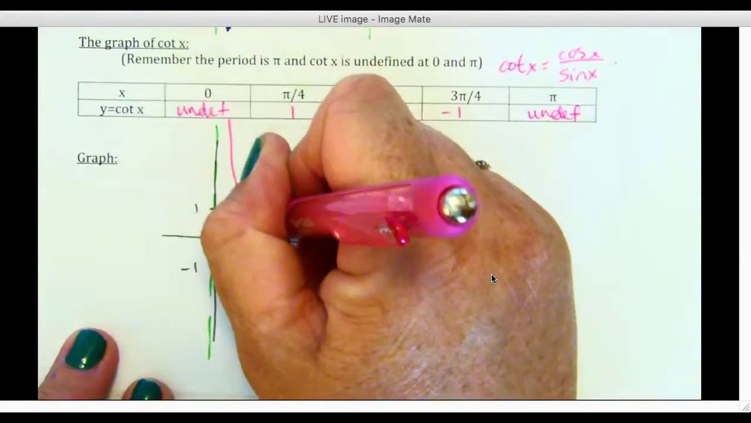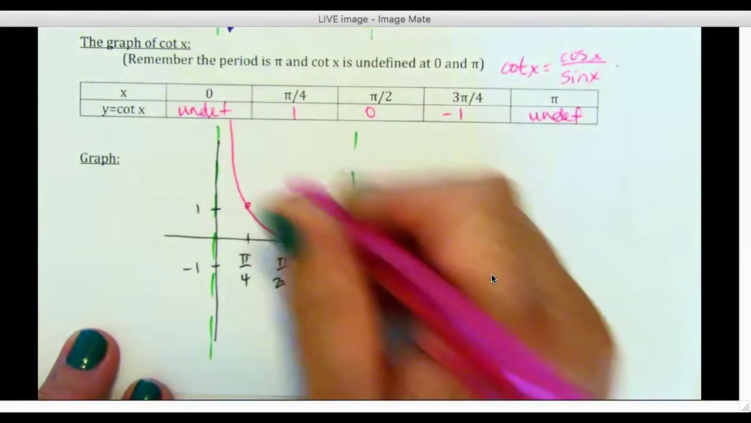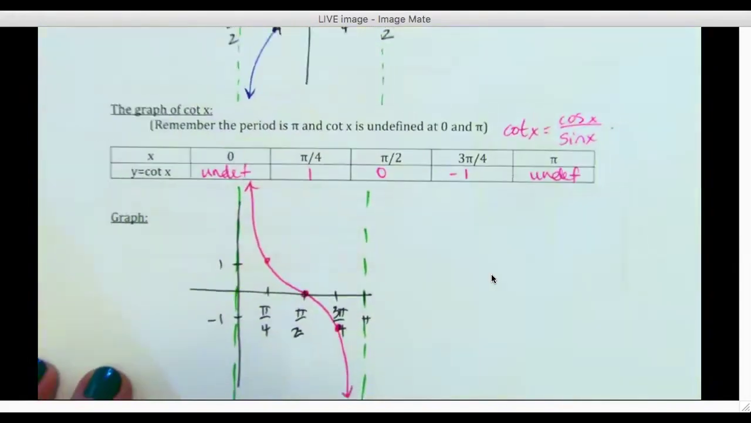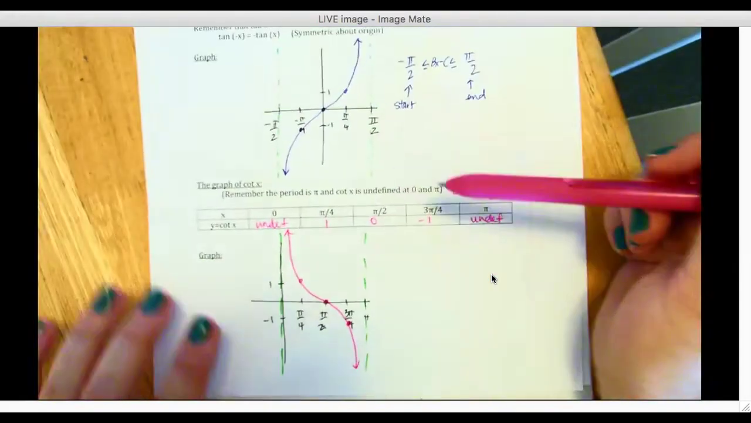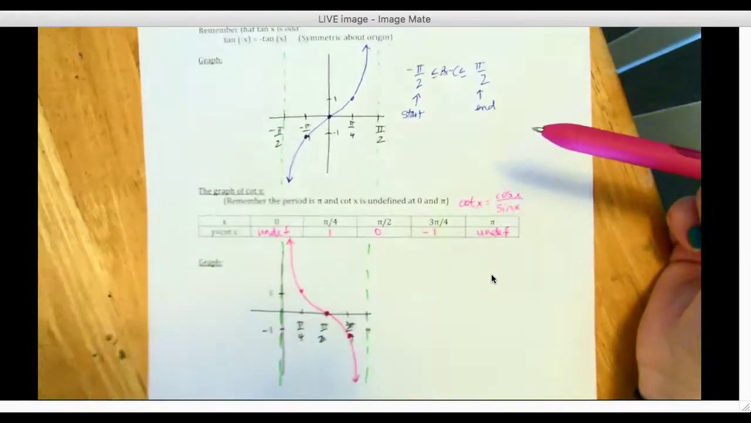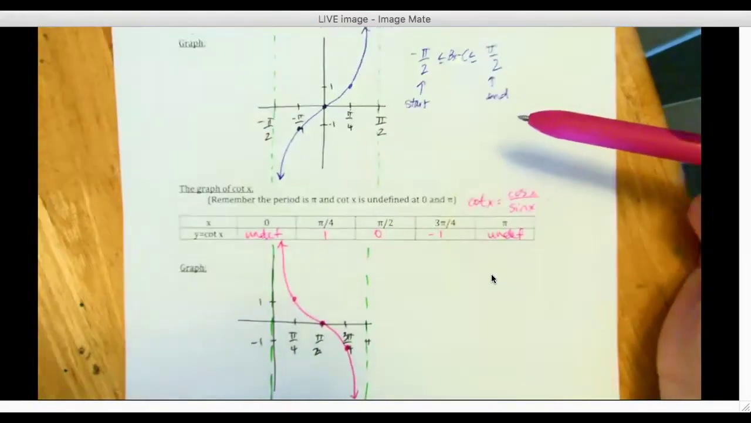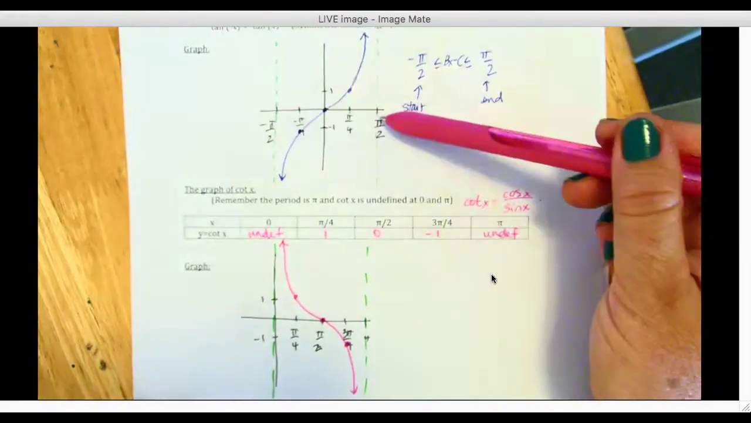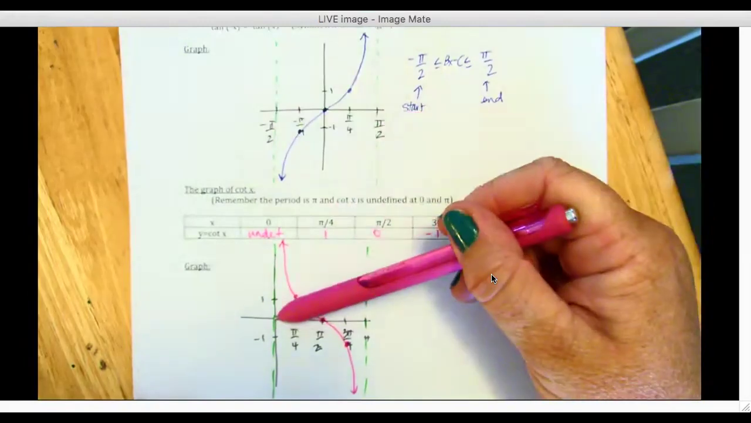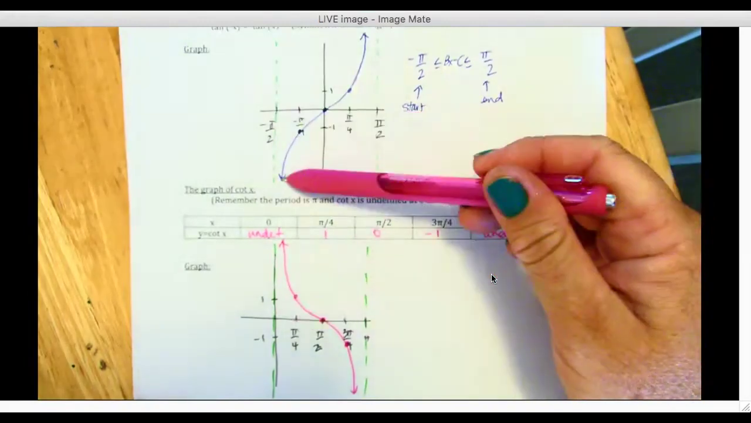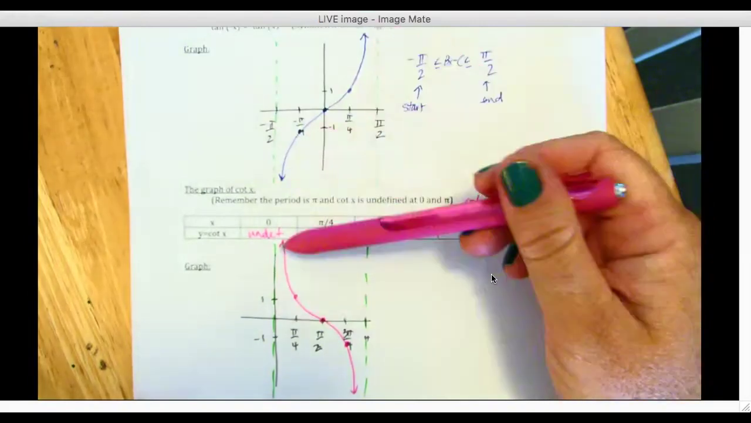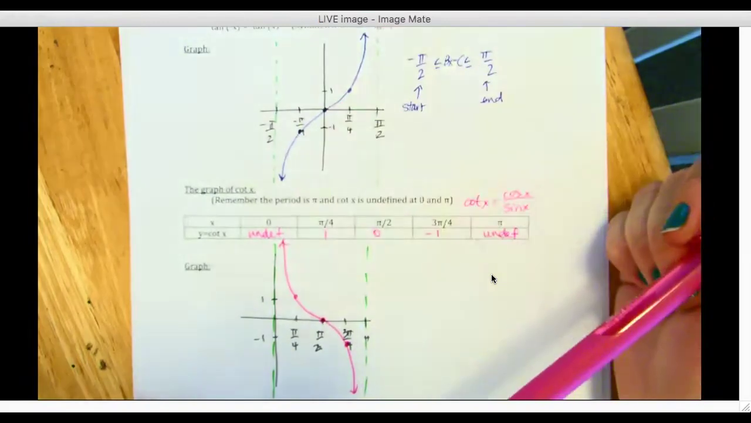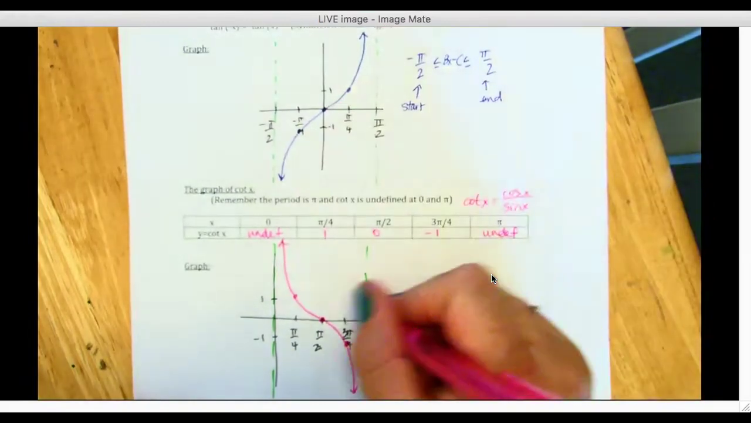So same shape graph, just like sine and cosine were the same shape, but it looks a little bit different. So if I zoom out here and you can see both of them, let's kind of compare and contrast. I know it's rather small here, a little too far. So tangent is from negative pi over 2 to positive pi over 2. Cotangent is from 0 to pi. Tangent starts low and goes high. Cotangent starts high and goes low. They both are 0 halfway between. And they both have a period of pi.